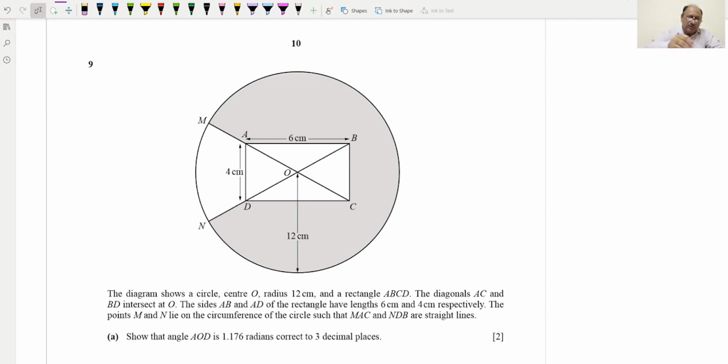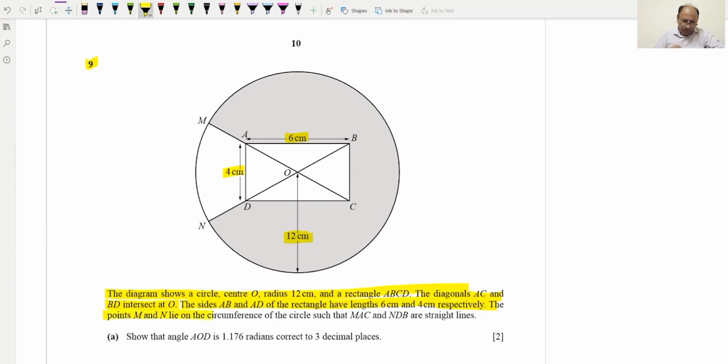Question number 9 says, diagram is provided. The diagram shows a circle, center O, radius 12 centimeter, and a rectangle ABCD. The diagonals AC and BD intersect at O. The sides AB and AD of the rectangle have length 6 centimeter and 4 centimeter respectively. This is 6 centimeter, this is 4 centimeter, and the radius is 12 centimeter, which is also provided.